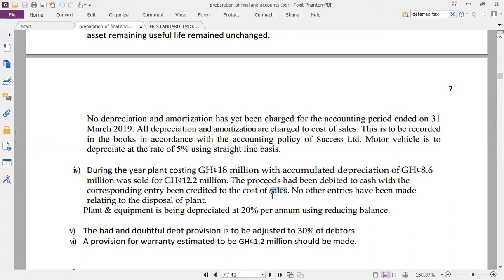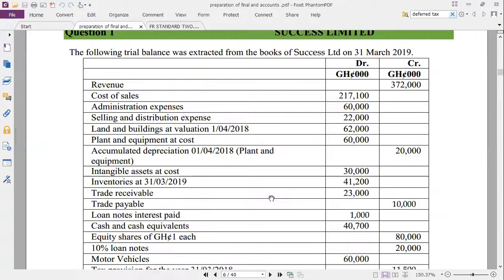So all you have to do is go to the trial balance. Any asset that you pick, get its accumulated depreciation and take it off. So this relates to the plant and equipment, right? It's only the plant. So let's go to the plant and equipment. The cost is 60,000, right? Yes, the cost is 60,000.